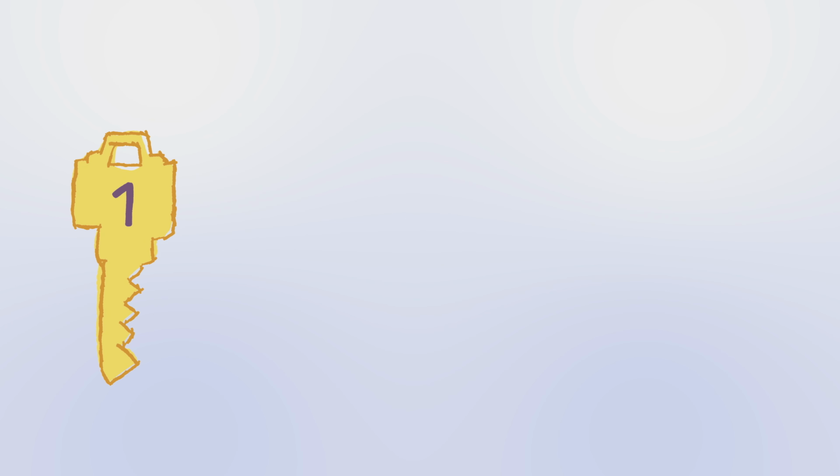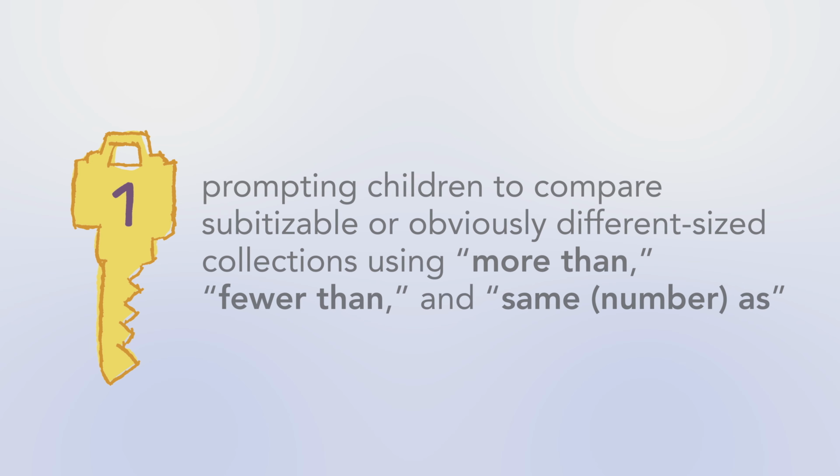The first key instructional practice in this module is to make this kind of comparison explicit by prompting children to compare subitizable or obviously different-sized collections using more than, fewer than, and same number as.